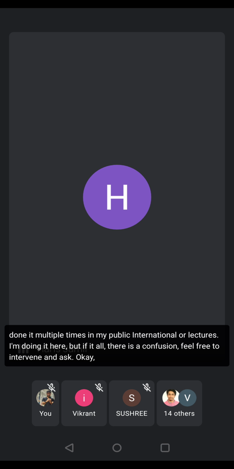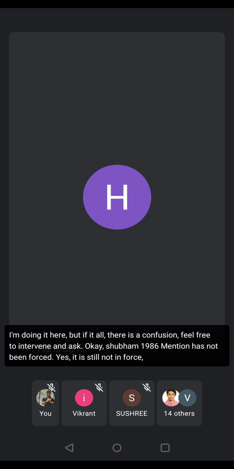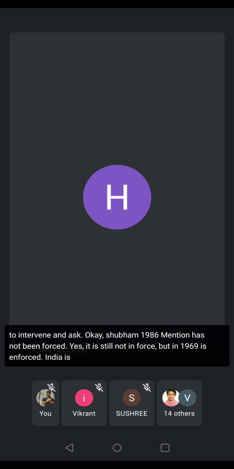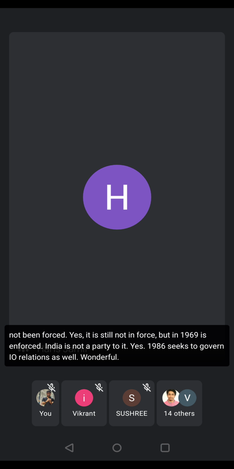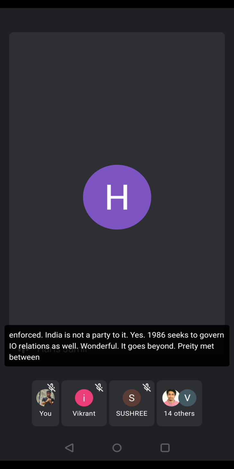Okay, Shubham, the 1986 convention has not been enforced. Yes, it is still not enforced, but 1969 is enforced. India is not a party to it. Yes, 1986 seeks to govern IO relations as well. Wonderful. It goes beyond treaty made between only two states and talks about treaties where international organizations could be a member.